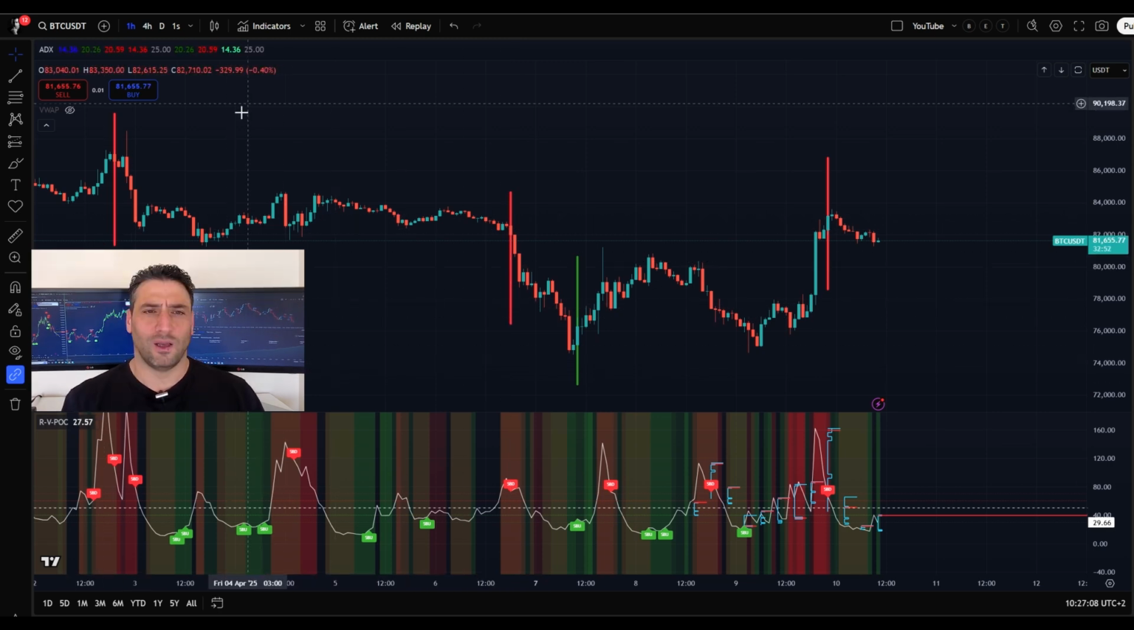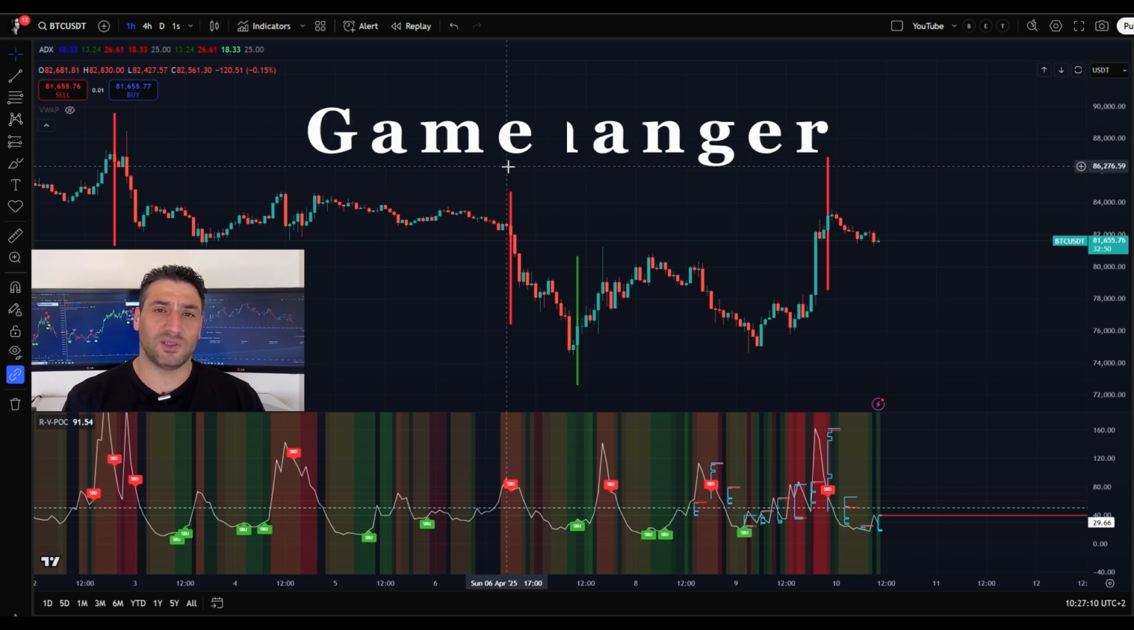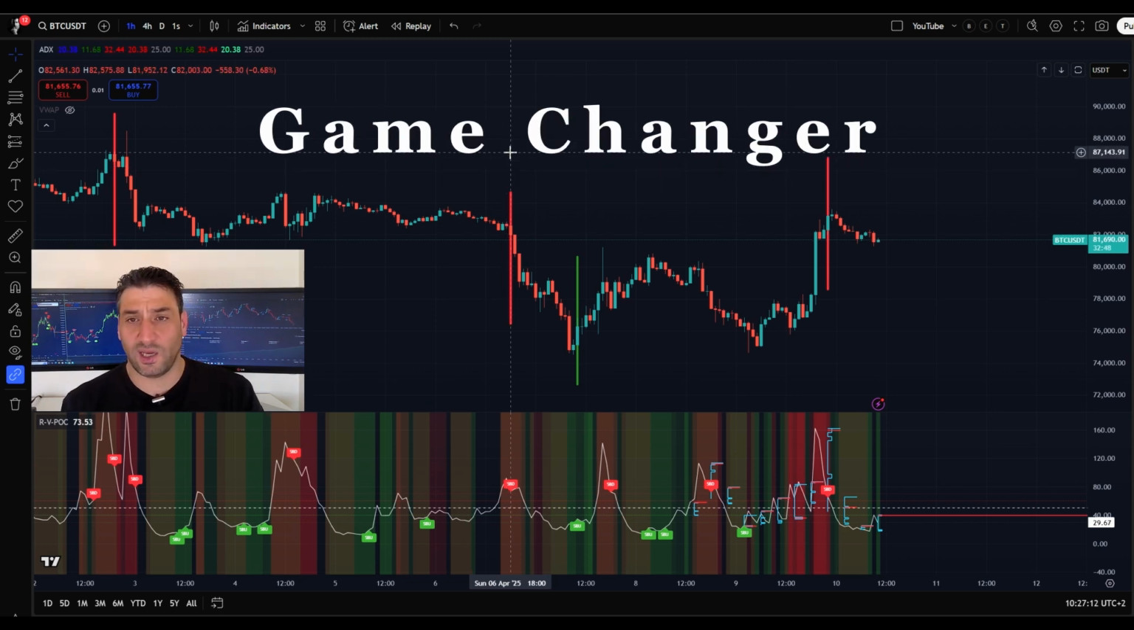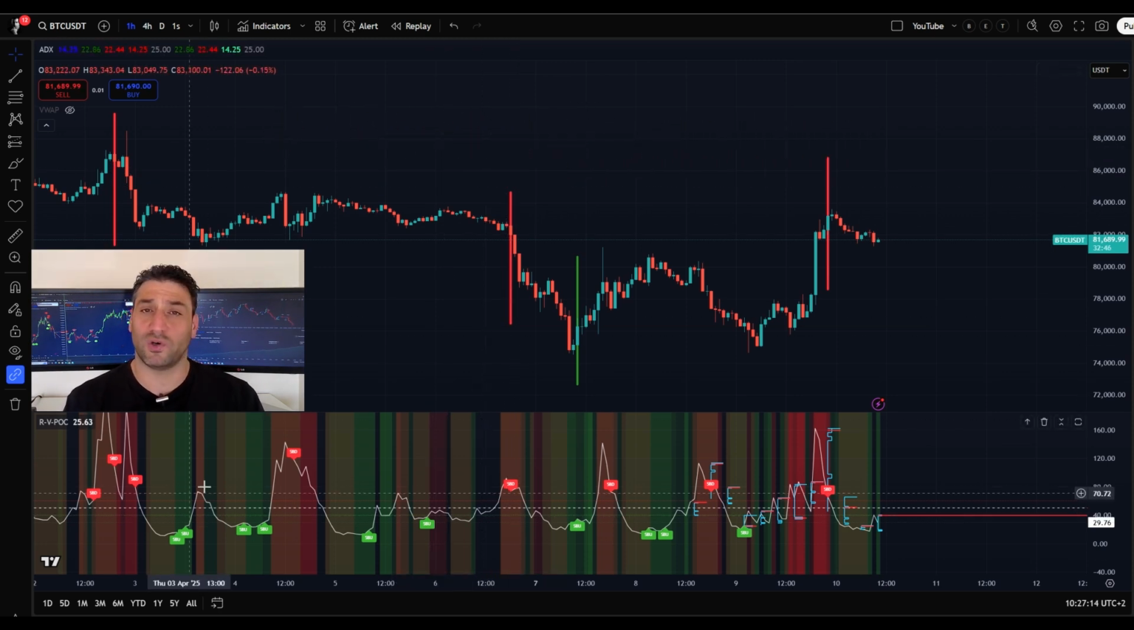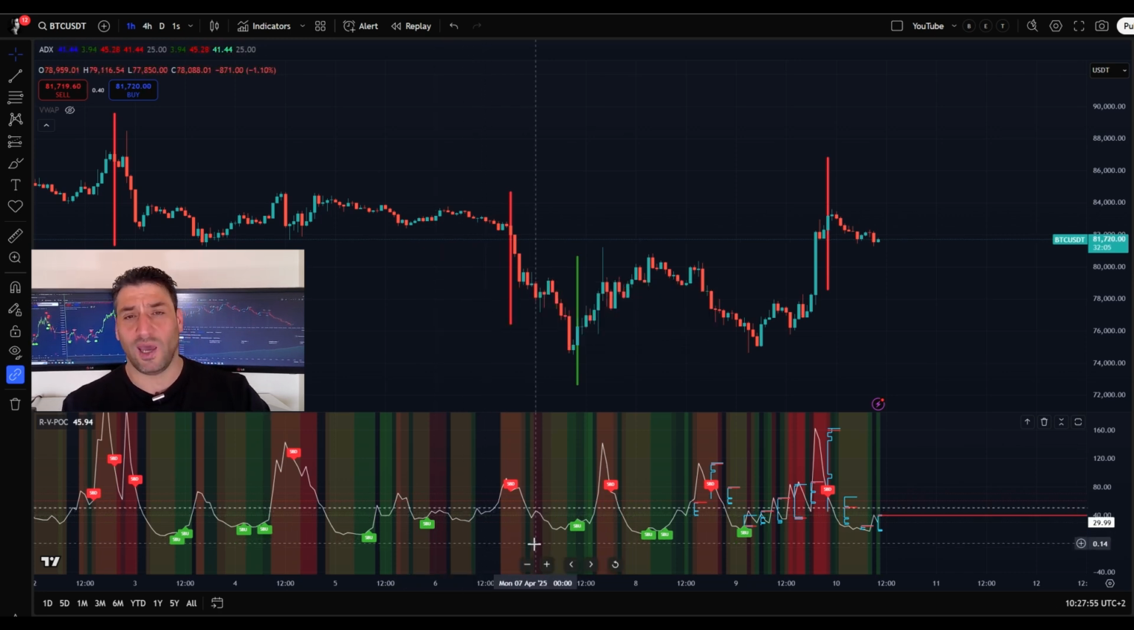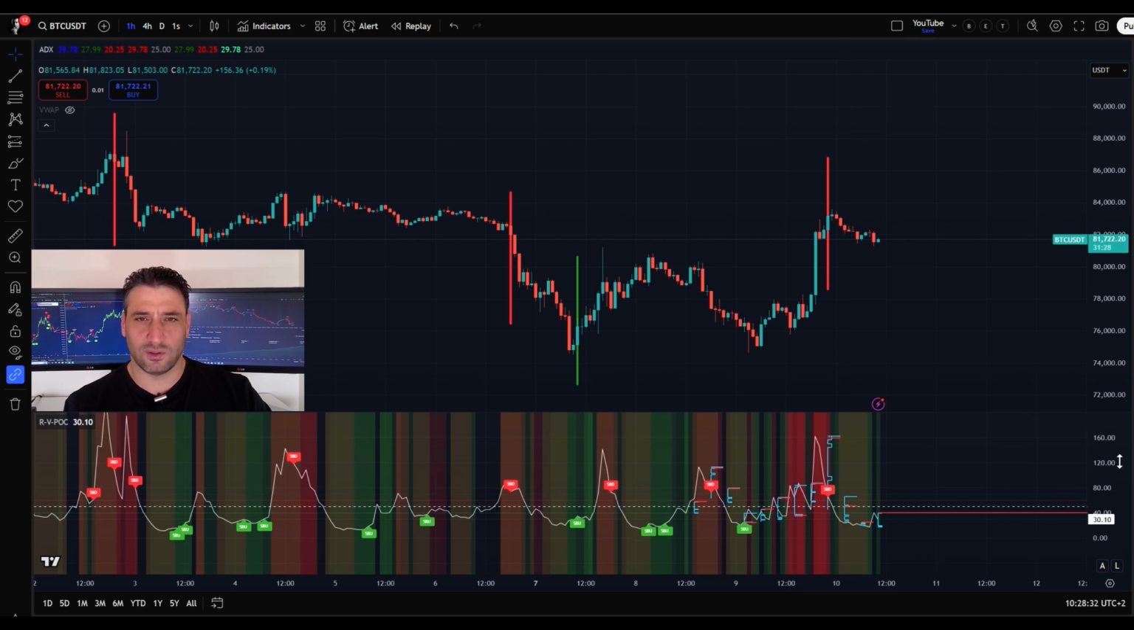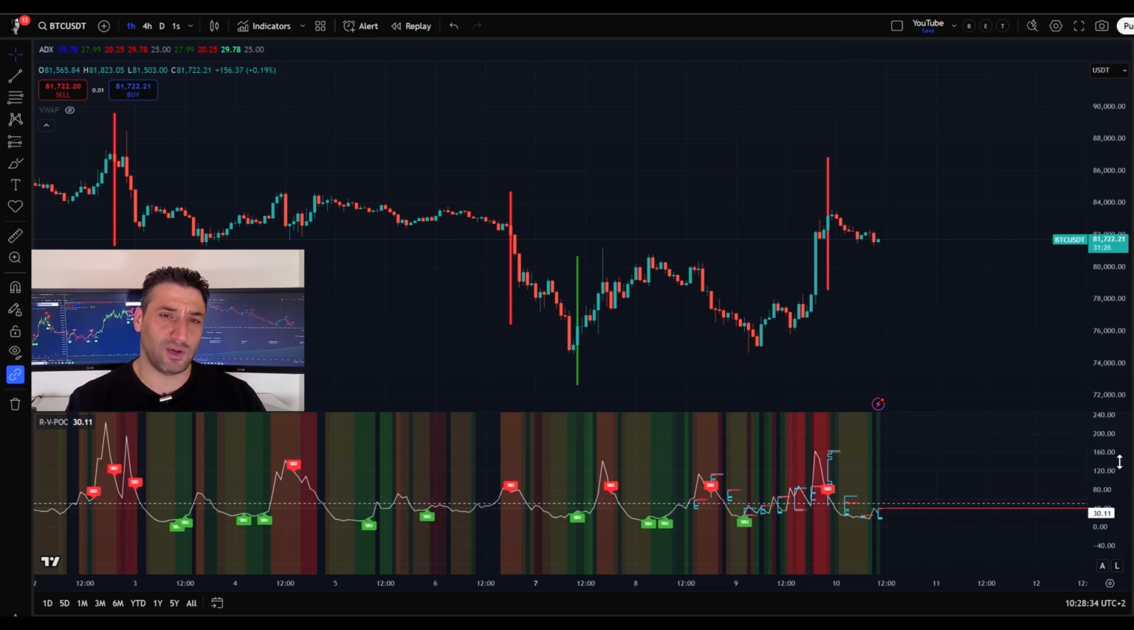Let's dive in. Alright, so let's start by understanding how this RSI VWAP POC indicator works and why it's such a game changer for traders. This tool combines three powerful concepts, as I mentioned earlier: the relative strength index, RSI, volume weighted average price, VWAP, and the point of control, POC. Here's how they come together to give you an edge. Starting with RSI, that measures momentum to identify overbought and oversold conditions, as we all already know.